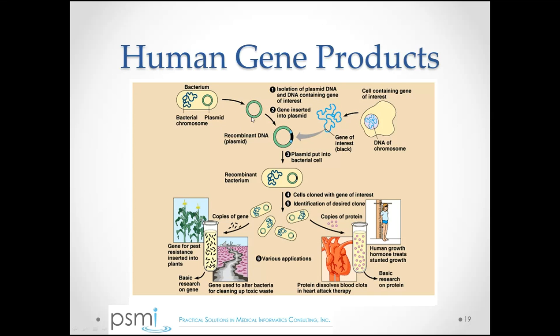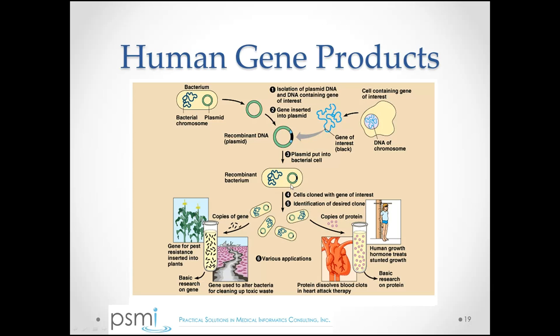You can remove that plasmid and you can take the human DNA and isolate the gene of interest. You can cut that gene out. You can cut open the plasmid. You can insert this gene of interest into the plasmid. You can re-anneal these with your DNA ligase, and then you can get the plasmid back into the cell. Once you have that plasmid with the human gene back in the cell, you can now allow this bacteria to grow.